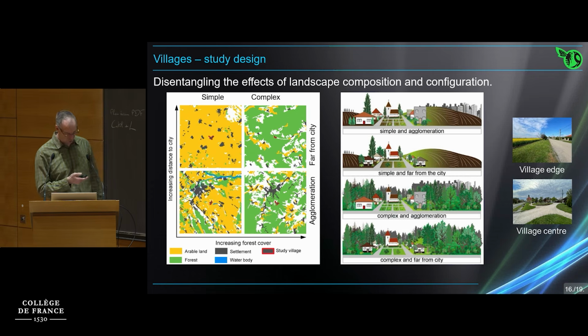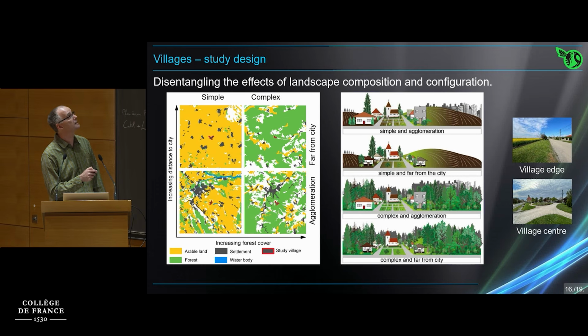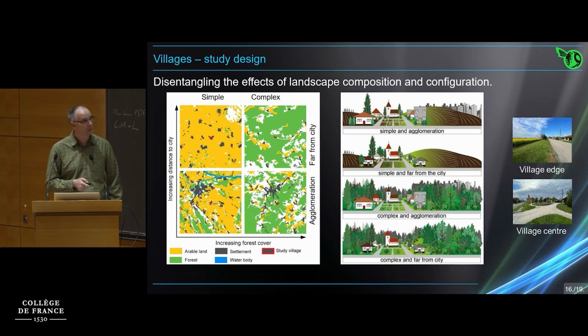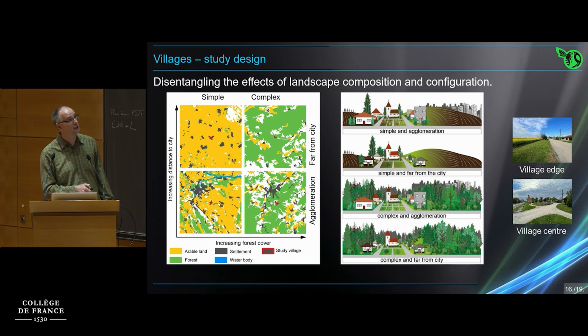So also to show you the design once again, so we had an increasing forest cover, the village was embedded in forests or in agricultural land, or we had an increasing distance to forests, so increasing distance to city. Close to city, far to city. We sampled many different 9 organism groups from plants, arthropods to birds in village edges and village centers.